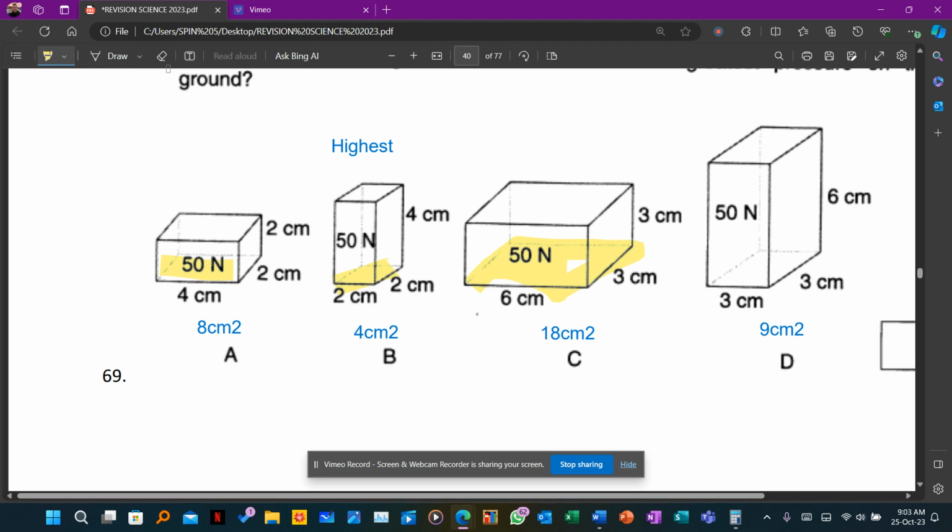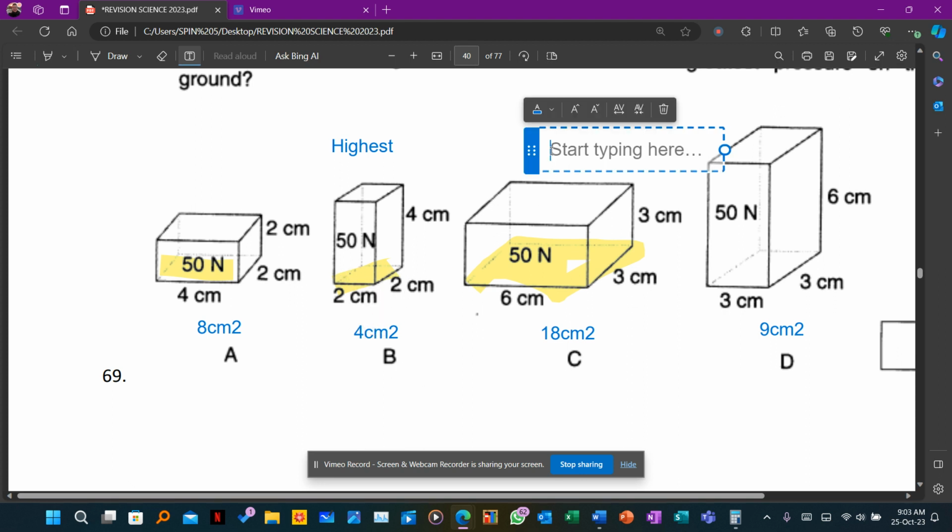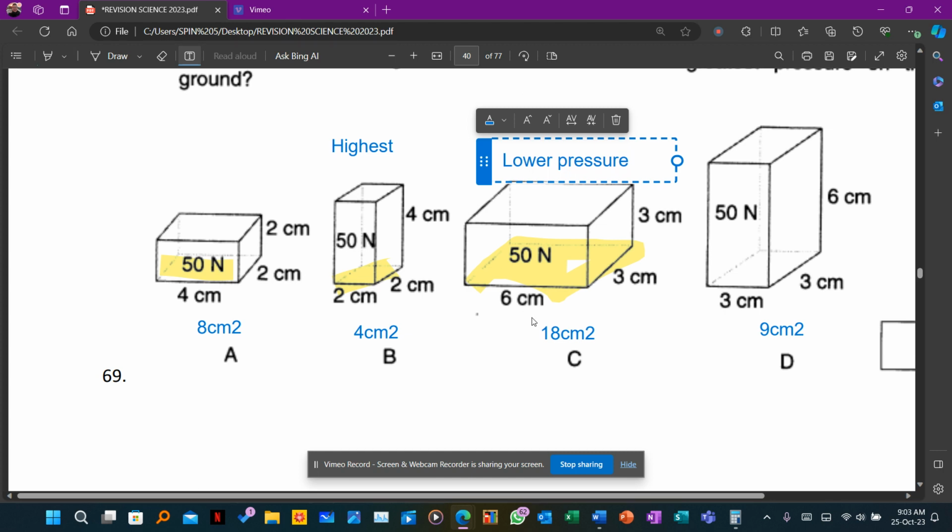Okay, so if someone throws between these two on you, you will feel much more pain with this one because it has higher surface area. I mean, higher pressure because it has lower surface area. Lower pressure because higher surface area.